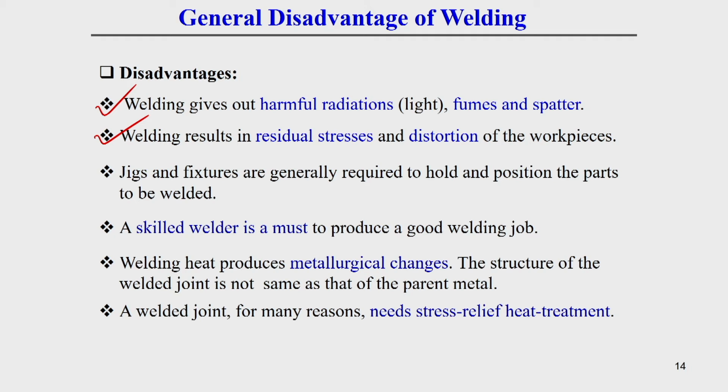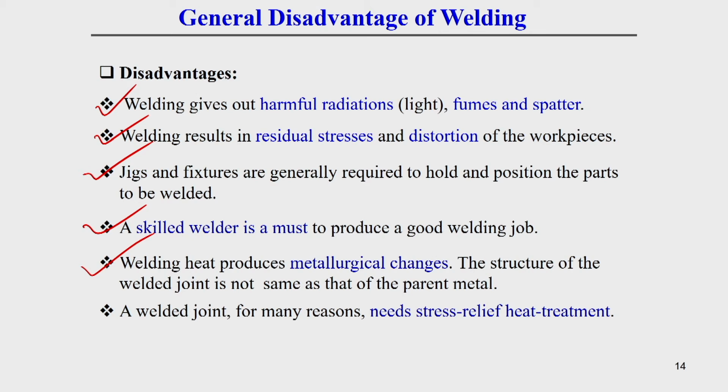This residual stress and distortion tremendously deteriorate the welded structure's life. This residual stress and distortion is unavoidable in the welding process. Jigs and fixtures are generally required to hold and position the part to be welded. In welding, a skilled welder is a must. A non-skilled welder cannot do welding in the proper way, so a skilled welder is a must to produce a good welding job.